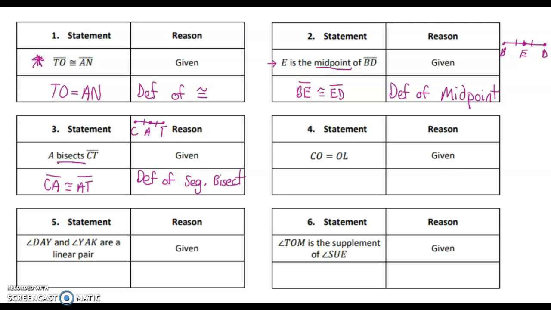Okay, so look at this statement. CO equals OL. Now, because they have a letter in common, it really makes me want to be like, okay, so C, O would be right here, and E equals OL. So it makes me feel like O is a midpoint or a segment bisector, and it probably is.